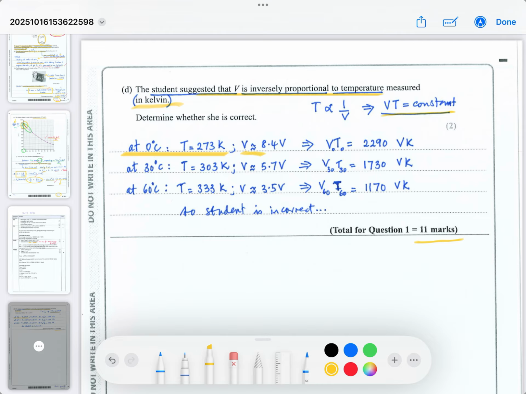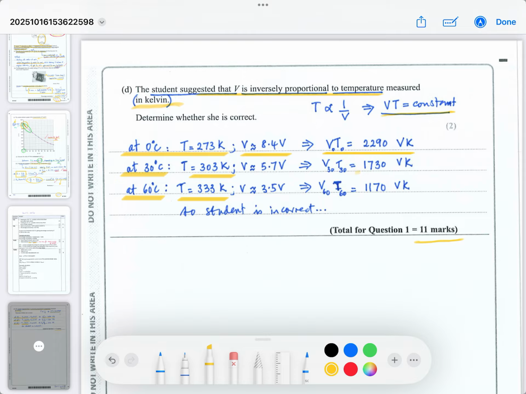We know the voltage value at 0 degrees, 8.4 volts. Multiply that by the temperature in Kelvin, and you'll get 2,290 volt kelvins. Then you could try it at 30 degrees centigrade and at 60 degrees centigrade to try different values. Again, make sure you've worked out the Kelvin correctly from your GCSE knowledge. For 60, add another 30 to the 273 twice.